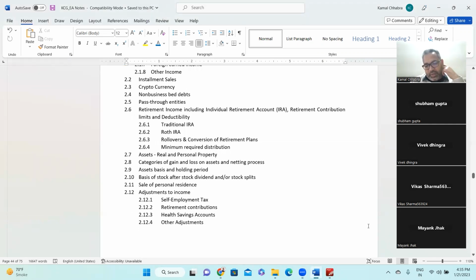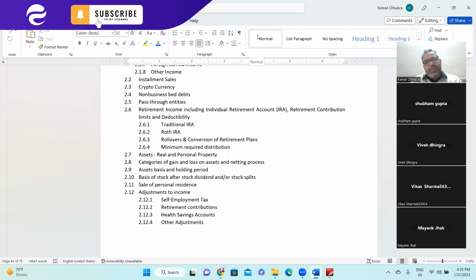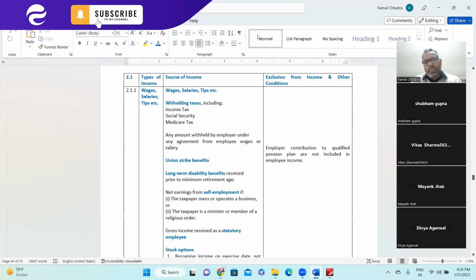And tomorrow we'll be targeting to finish off assets, category of gain and loss, asset basis, holding period, basis of stocks, after the stock dividend and stock split. And then lastly would be adjustment to income. So this adjustment to income, some of it we have already covered in chapter 1. So it's kind of reiterating a few things, and some new additional adjustments we will be understanding in this chapter, right? So now let's jump into the main topic.